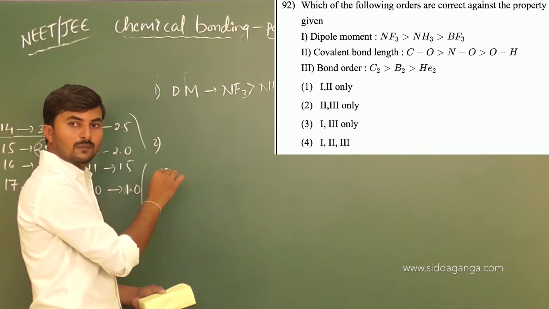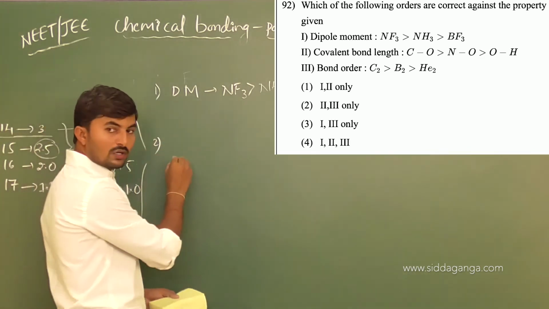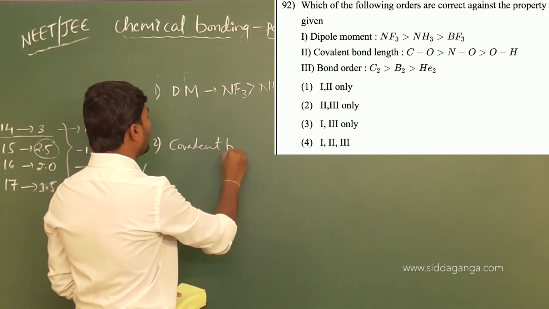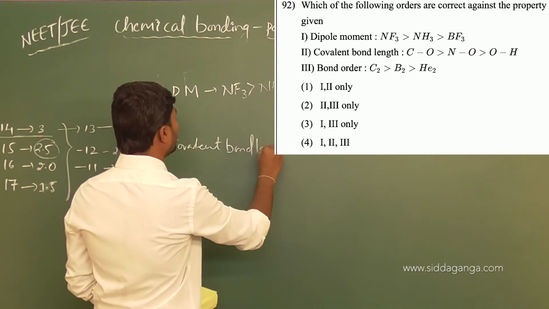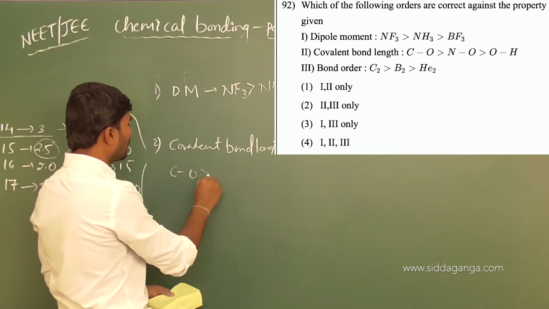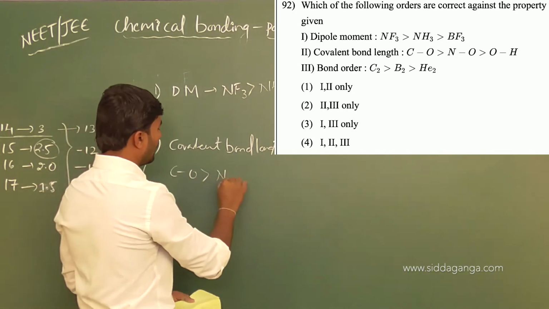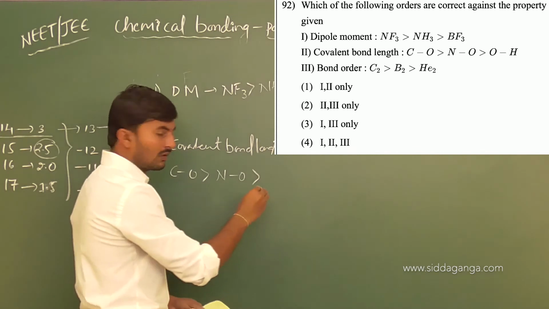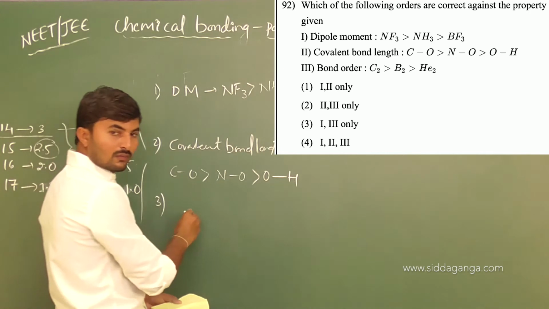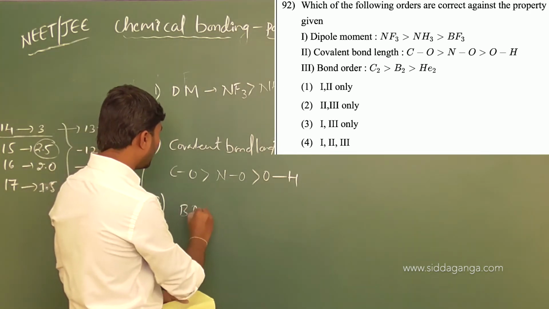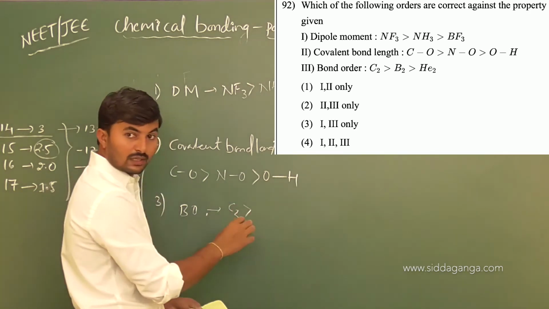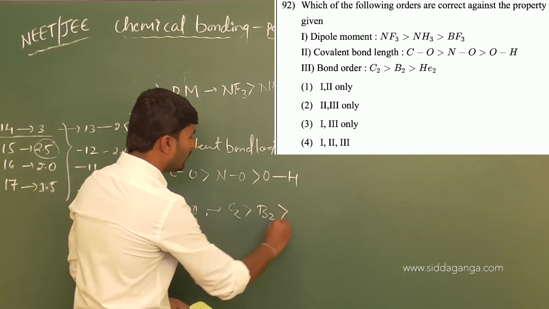The second option, covalent bond length. Covalent bond length follows the order CO greater than NO greater than OH, followed by the third one, bond order of C2 greater than B2 greater than He2.